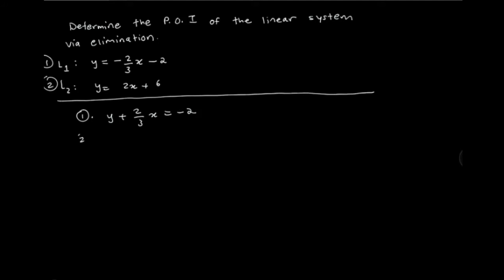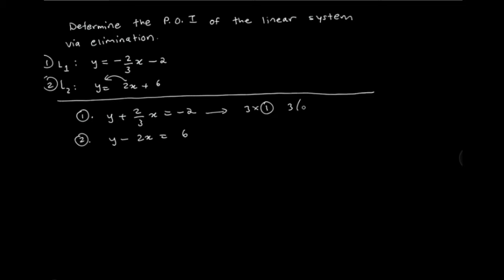And for equation 2, I'm going to move the 2x to the other side, you get y minus 2x is equal to 6. And what I want to do here is I'm going to eliminate for a variable and isolate for another variable. Now, if you guys don't want to work with fractions, what you could do for equation 1 is I'm going to multiply the left side by 3 to cancel out the 2 over 3, right? So I'm going to multiply equation 1 by 3, and whatever you do to the left side, I have to do to the right side, right?